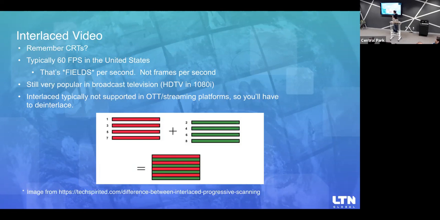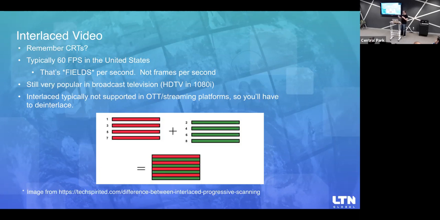Wrong. The issue is these are actually from two different moments in time. It's not just that this is the top field and this is the bottom field. This is actually from time 0 and this is from time 16 milliseconds. This has all sorts of fun effects, because you can't just combine them. If you have movement, you'll actually see combing effects. And that's where you have to do de-interlacing.